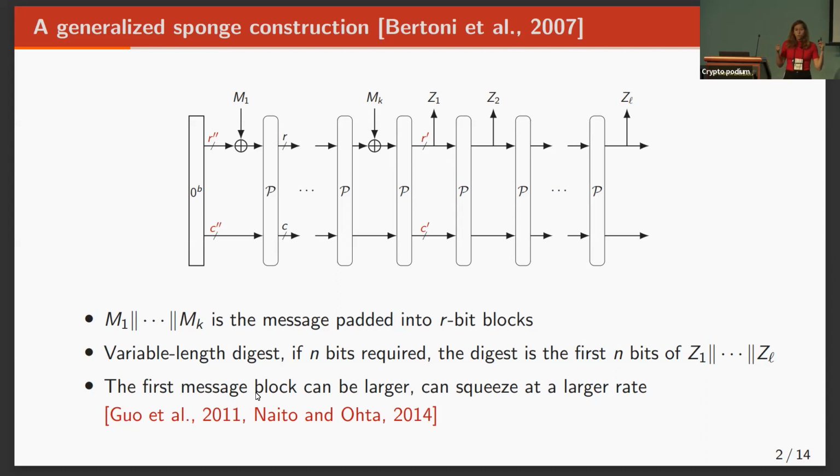Therefore, especially when the rate is quite small, which is usually the case in lightweight crypto, these tweaks reduce the number of required permutation calls to compute the digest, thus making the scheme more efficient.